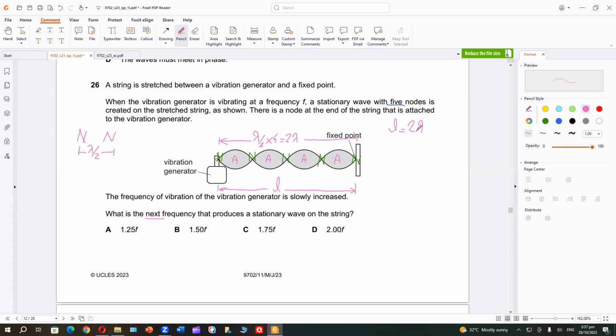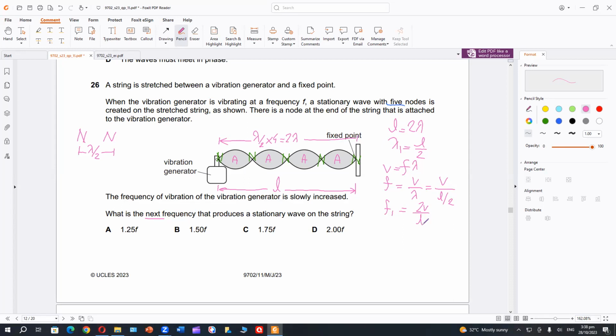Now, how do we proceed? We need to get the next one. Length is the same. So we can say lambda 1 is equal to L upon 2. What's the formula? V is equal to F lambda. F is equal to V upon lambda, and V upon L upon 2. So F1 will be 2V upon L.